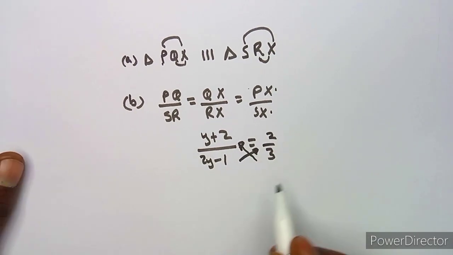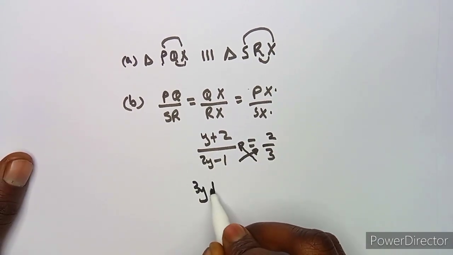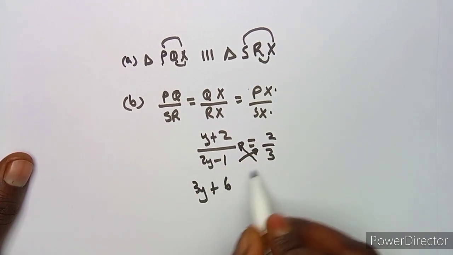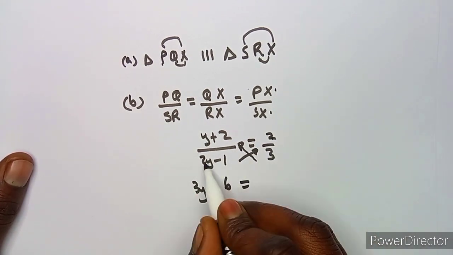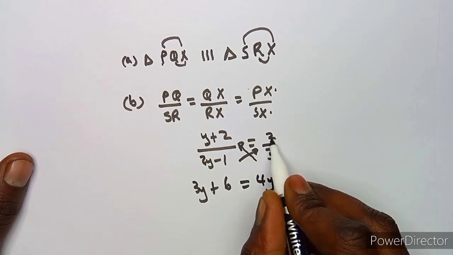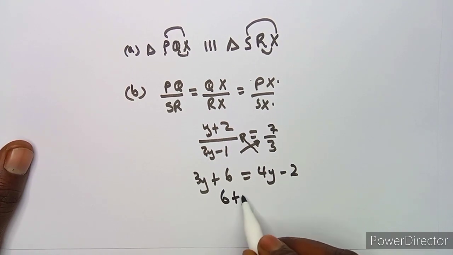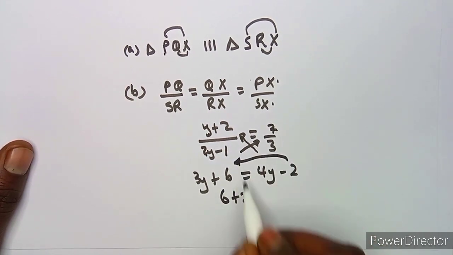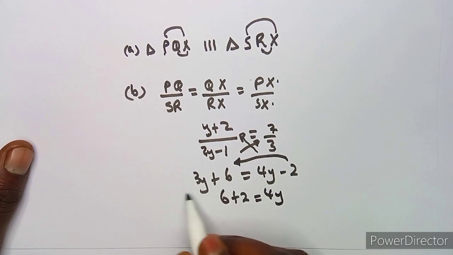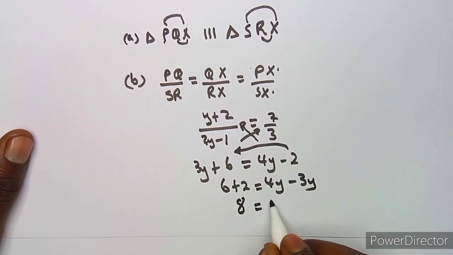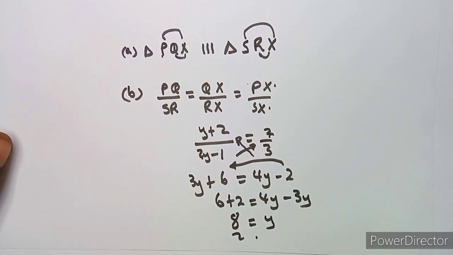3 times y is 3y, plus 3 times 2, which is 6. So 3 multiplies everything: 3 and y is 3y, 3 and 2 is 6. 2 times y here is 4y, and 2 times minus 1 is minus 2. So I can collect like terms, 6 plus 2. If I take this to this side, it's going to be plus. Then I'm left with 4y minus 3y, which is 8, equal to y. 4 minus 3 is y. So that's it, guys. You can simply work out from that.